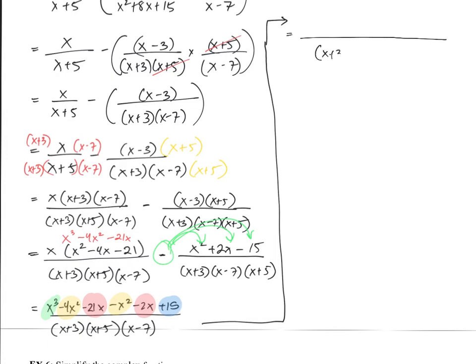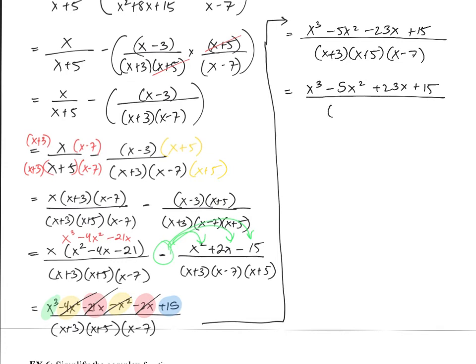So my LCD, and then in my numerator, x cubed didn't have anybody else. And then the negative 4x squared minus the x squared is going to be negative 5x squared. And then the negative 21x minus 2x is going to be negative 23x. And lastly, the plus 15. All right, let me go ahead and just rewrite this once again, a little neater. All right, so you could try to factor the numerator, but it doesn't actually factor. You can try the grouping. So since it doesn't actually factor, this is just our answer.